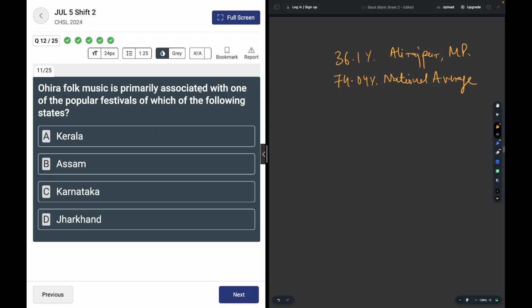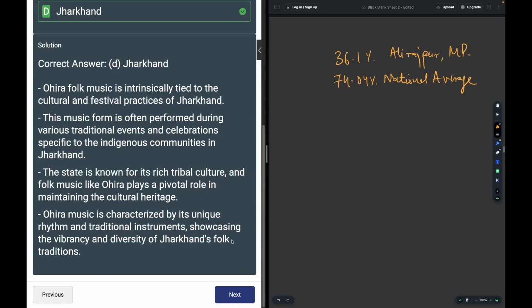Ovira folk music is primarily associated with one of the popular festivals of which of the following states? Okay, Ovira folk music. So it is Jharkhand. Read about it over here. It is a folk music intrinsically tied to the culture and festival practices of Jharkhand.